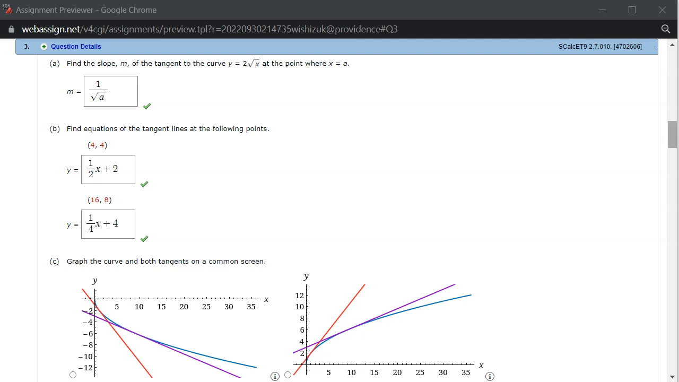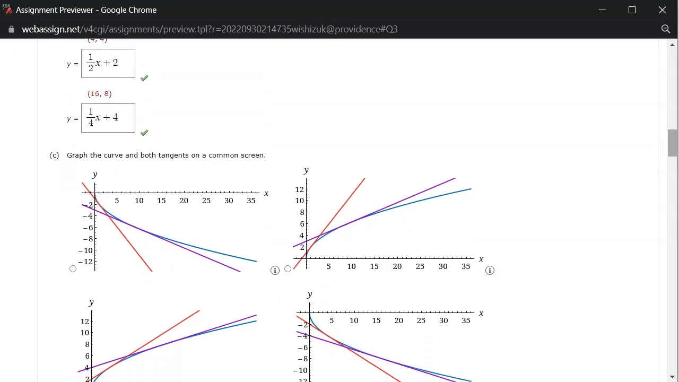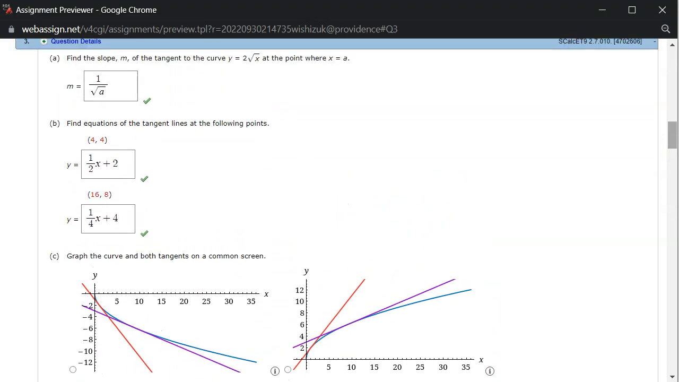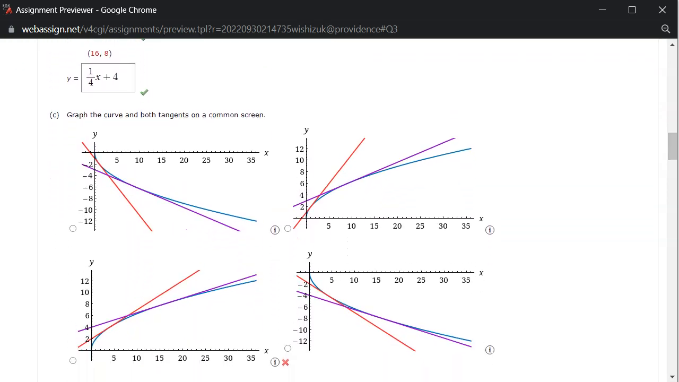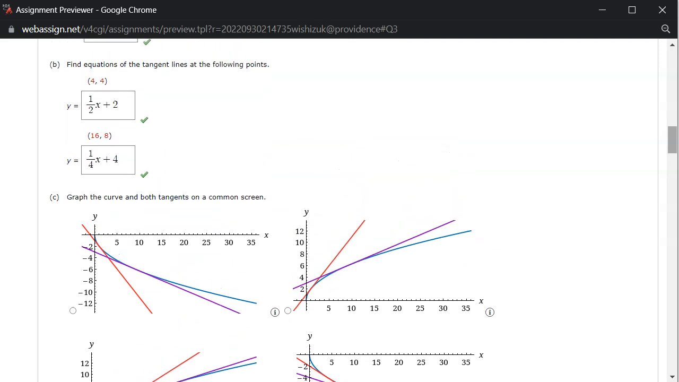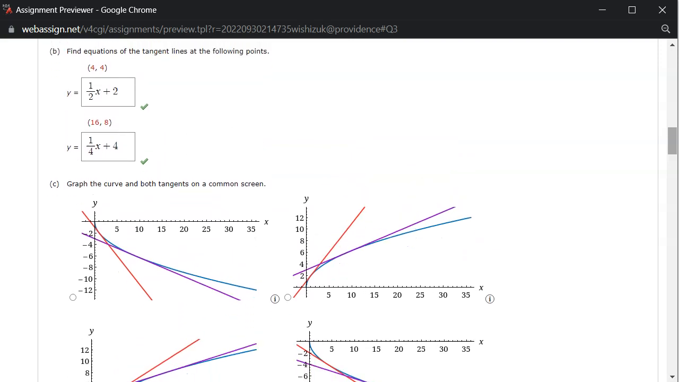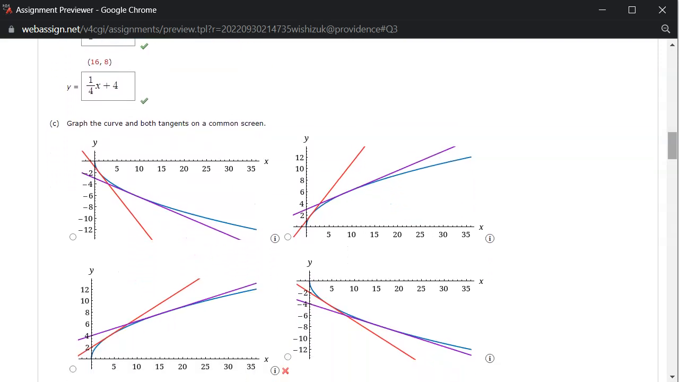All right, part C, we want to find the graph. So 2 times square root of x is not going to look like the first picture, since that one is going below the x-axis. So it's going to be either the second one or third one, and the fourth one is already wrong. Right? So let's look at the tangent lines. Looking at x equals 4.